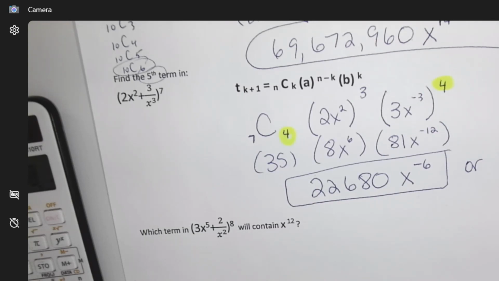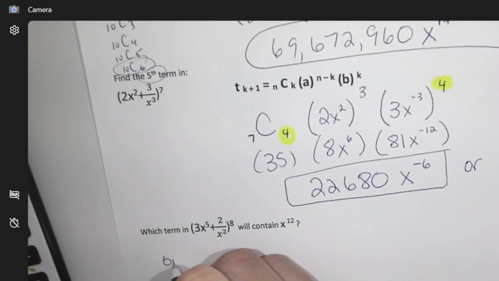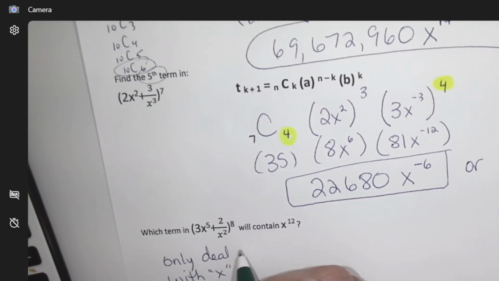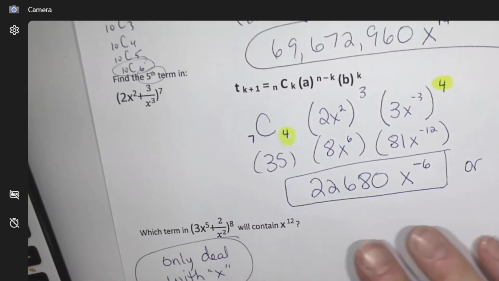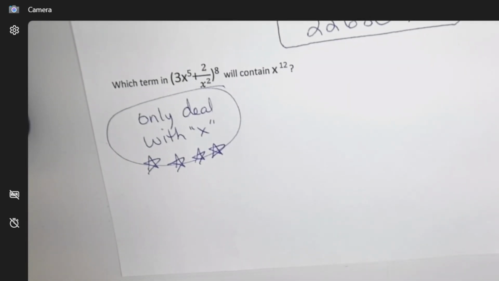Okay, which term contains an x to the 12th in it? Okay, so on this one, we're going to forget all the number stuff, and we're going to only deal with the variable. Okay, so I only want to deal with the variable, just the x stuff. So forget the choose numbers, all that. Forget the coefficients, nothing like that. Okay, so I'm going to kind of just chunk the formula.